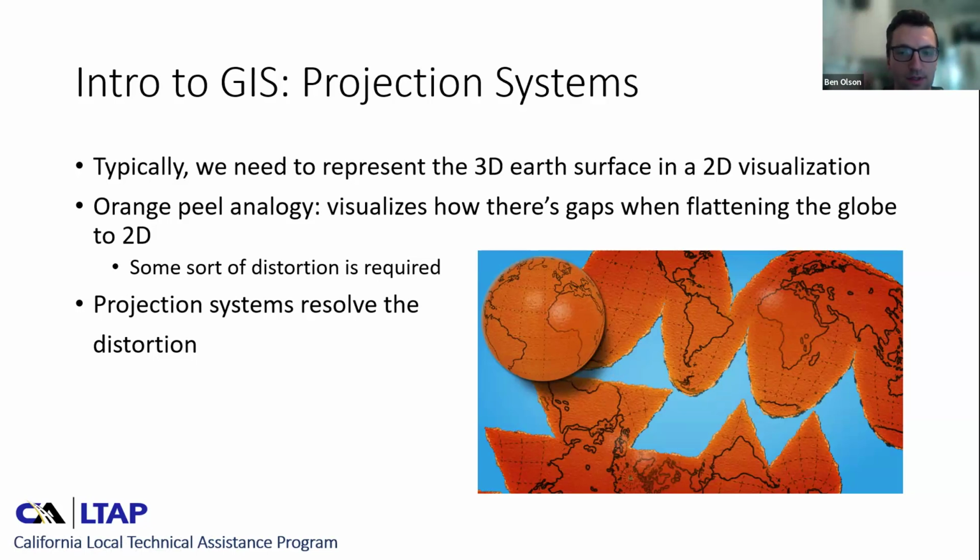We'll go over some specifics way later in the class, but the idea of distortion being required and representing the Earth in a 2D way is what I want you to get from this slide.